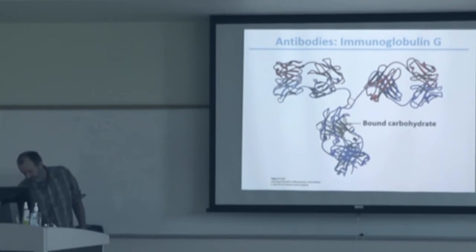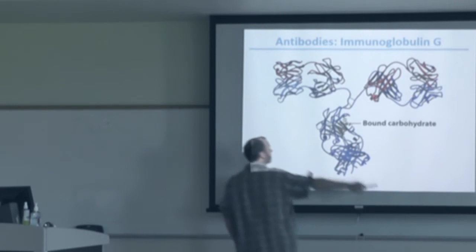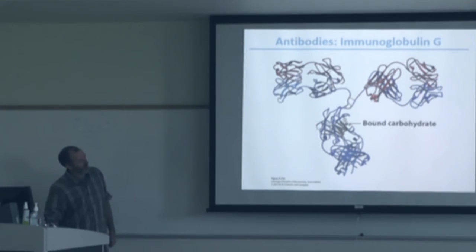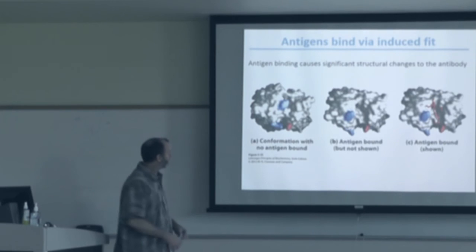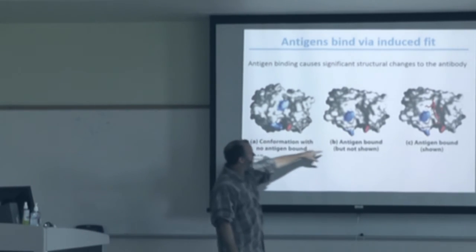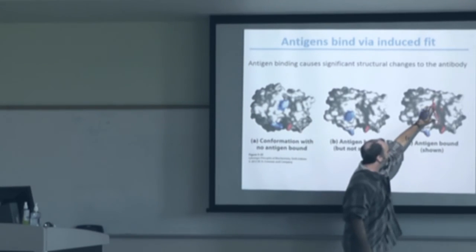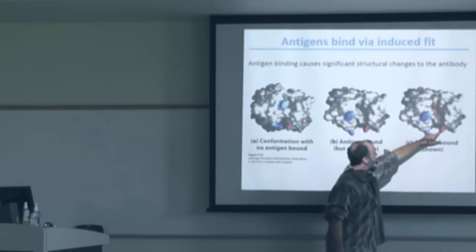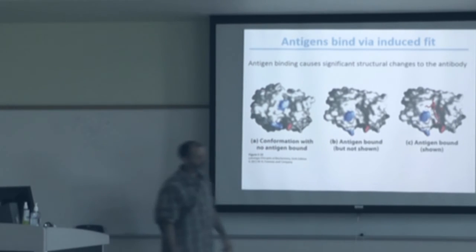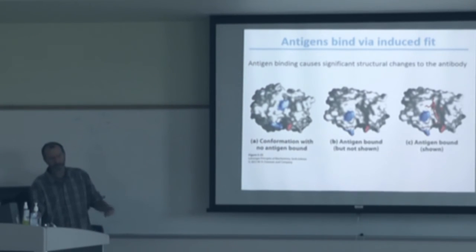Yeah, 2 shades of blue are the heavy chains, and the light chains are shades of red. So these should be your FAB fragments and your FC region. I don't know why they have a bound carbohydrate. The carbohydrate isn't the antigen it's binding. Antigen binding causes significant structural changes to the antibody. So this is your induced fit again. It's a conformational change with no antigen bound, but with the antigen bound but not shown, and this is the antigen on that antigen binding site. You can see the blue regions have shifted significantly in relation to this red region, which they keep in the same spot pretty much. So that's the induced fit. Antibodies have an induced fit also.